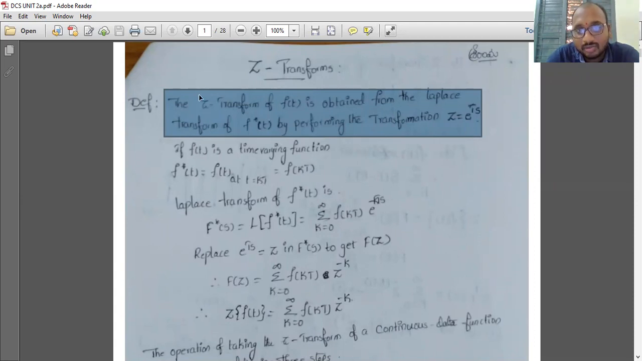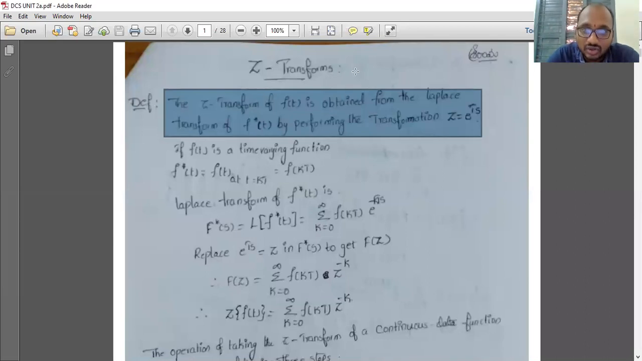The z transform of any continuous time varying signal or function f of t can be obtained by performing the transformation z is equal to e power ts, or e power ts is equal to z, in the Laplace transform of f star t. Here f star t is nothing but f of kt, the equivalent discrete signal of our continuous time varying signal or analog signal.